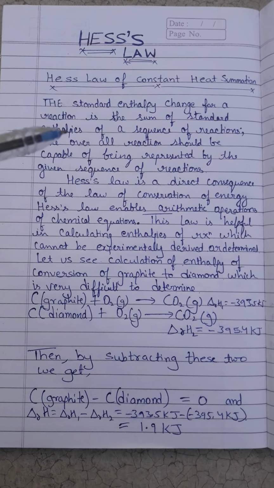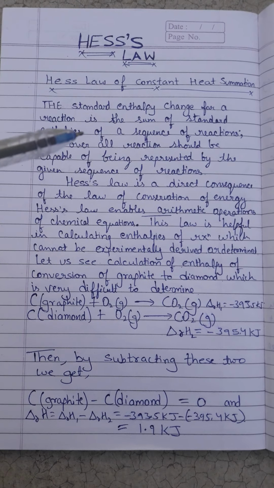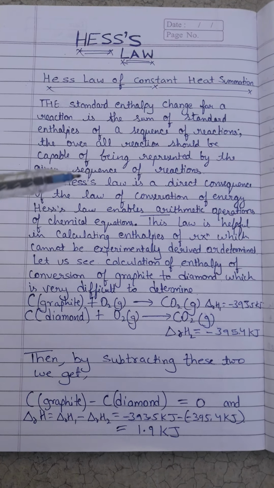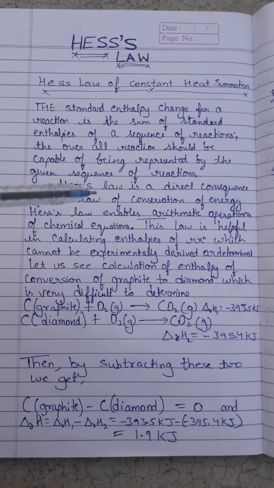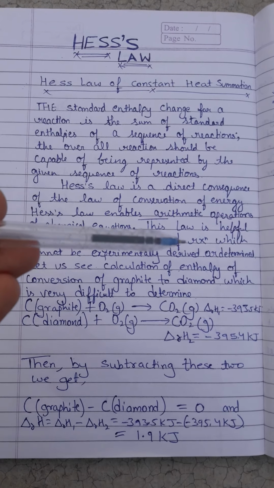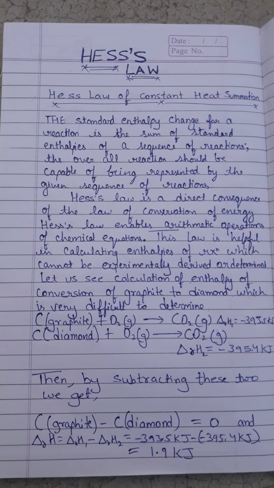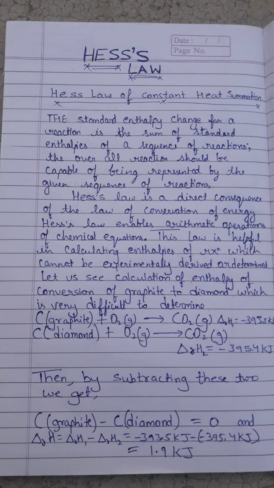The overall reaction should be capable of being represented by the given sequence of reactions, which should be at the same temperature and pressure. Now, Hess's law is a direct consequence of the law of conservation of energy. It is not necessary that every reaction in the given sequence should be conducted in a laboratory.